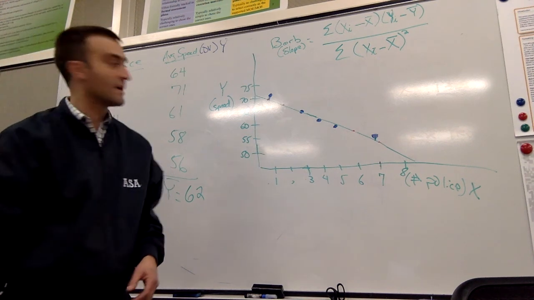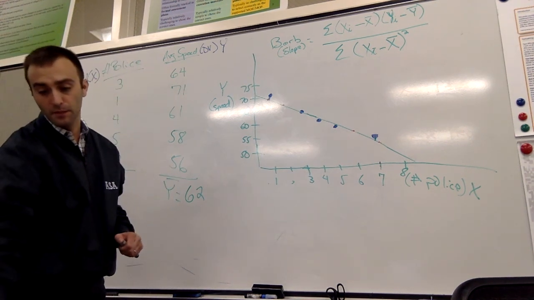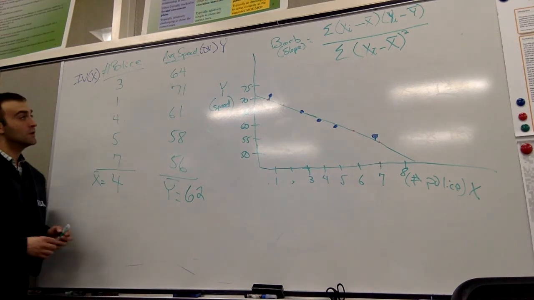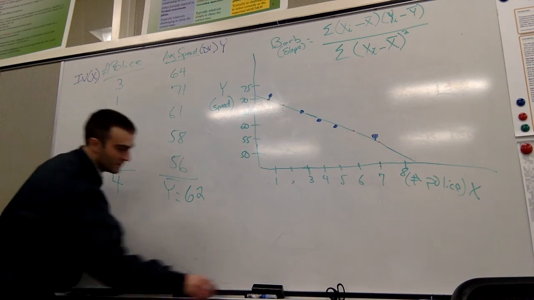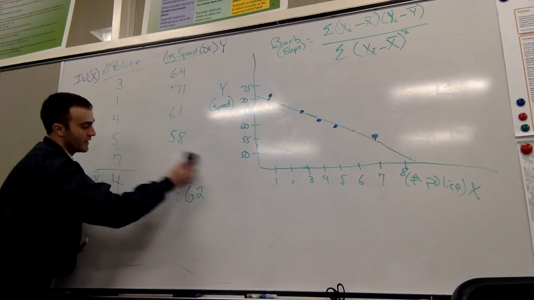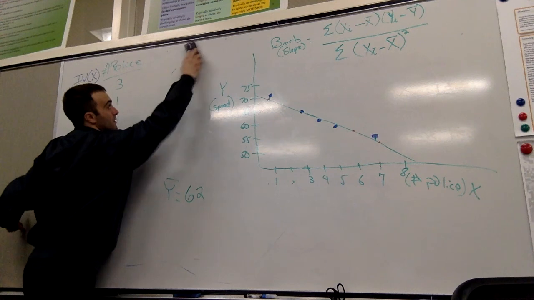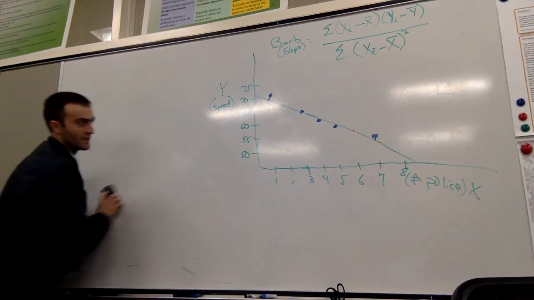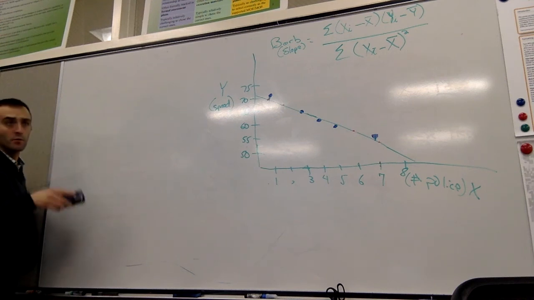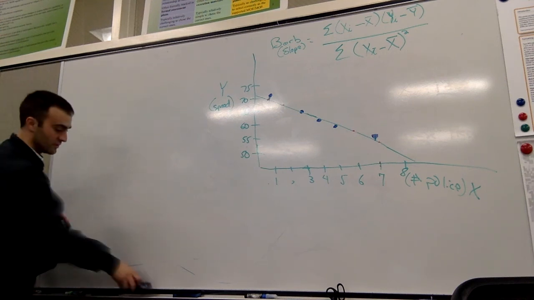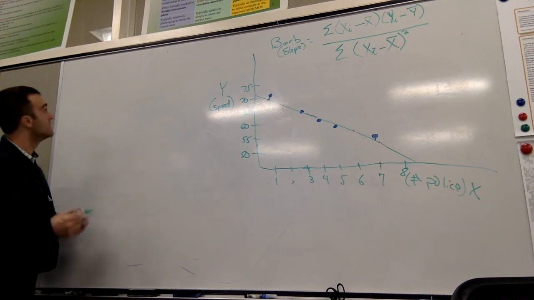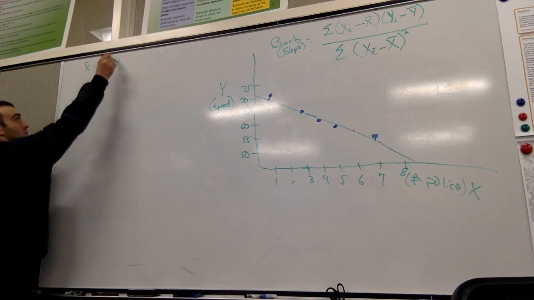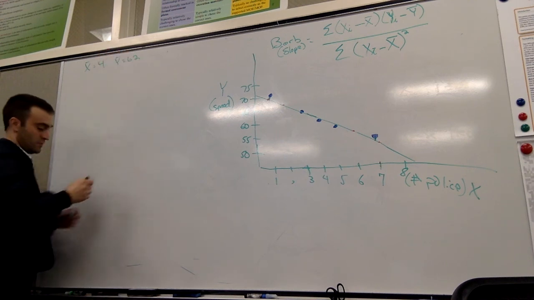Okay, so that was step one. You calculate the mean of x and y respectively, your x bar and your y bar. So I'm just going to rewrite that so I have space to do the math. And everybody, you've got the table written down, so you can reference it. I'm just running out of space. So x bar was 4, y bar was 62.